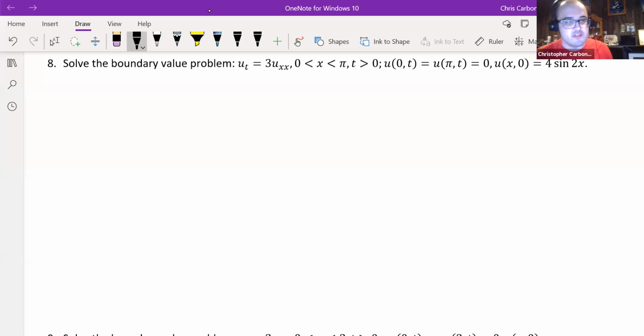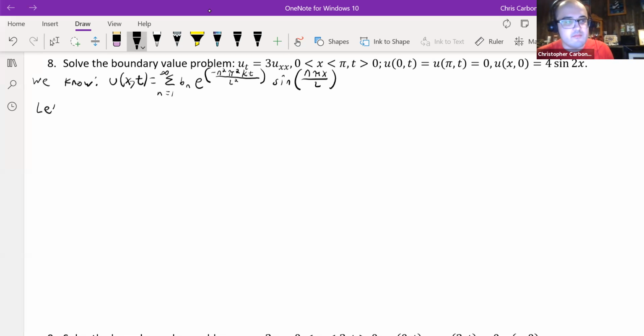So we know our solution has to be of the form u of x comma t equal to the sum from n is 1 to infinity of b sub n times e to the power of negative n squared times pi squared times kt divided by L squared, times the sine of n pi x over L.